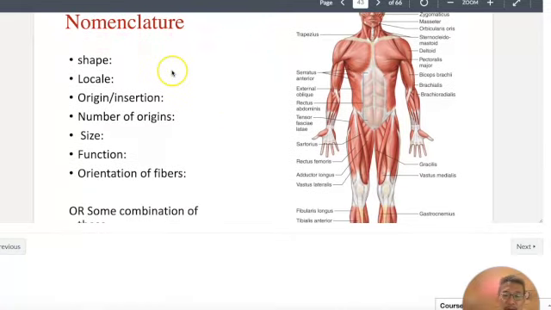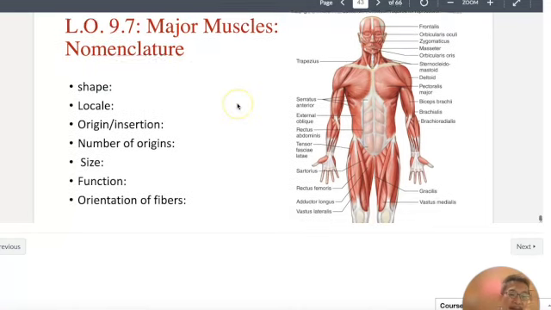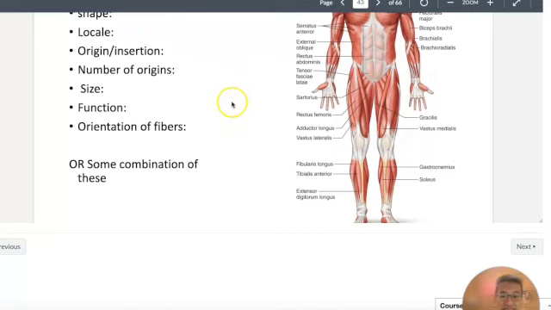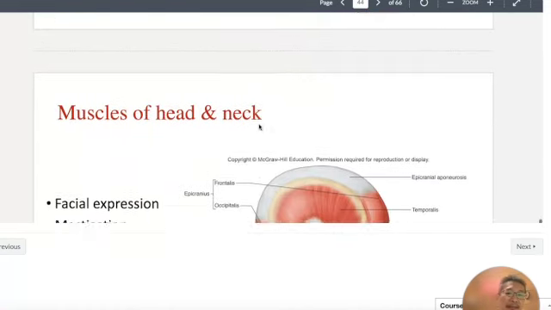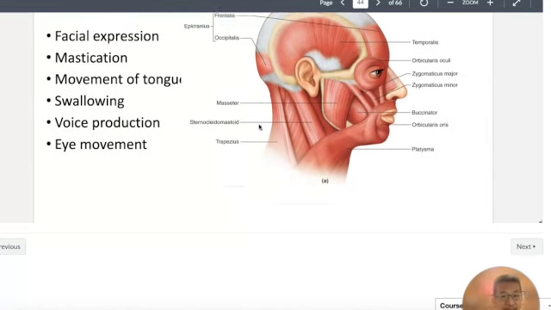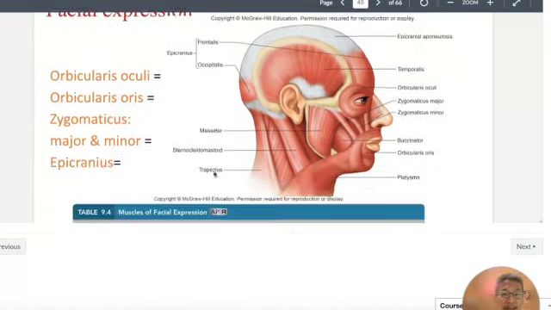So remember some of this nomenclature, some of these medical terms for the muscles. We need to know origin, insertion, and some of the actions. Okay. So let's look at the anatomy first. A lot of the facial muscles help with facial expression, mastication, eye movement, when you're chewing and all that. Okay. So let's learn some of them.